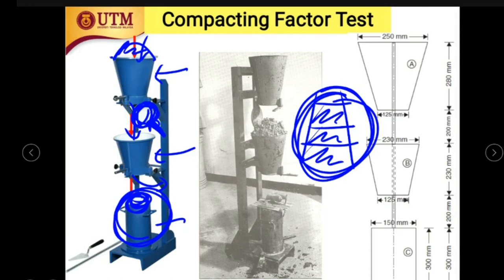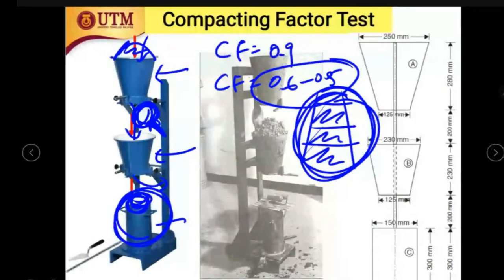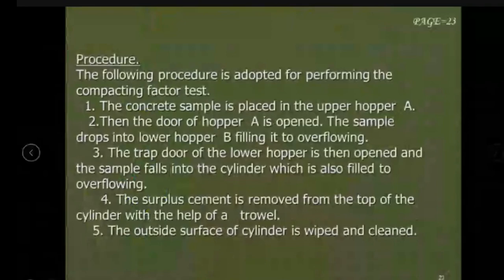So normally when a concrete has a good workability class, the compacting factor will be around 0.9. Let's say your compacting factor is about 0.6 or 0.5, this is an indication that your workability of the concrete has some problem. Maybe you have to add water, or add superplasticizer, so that it is more lubricant. Okay, so that is the compacting factor test.